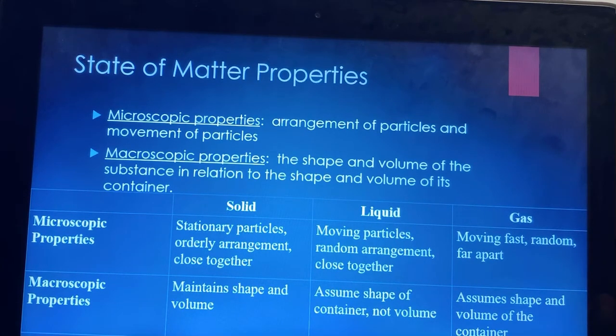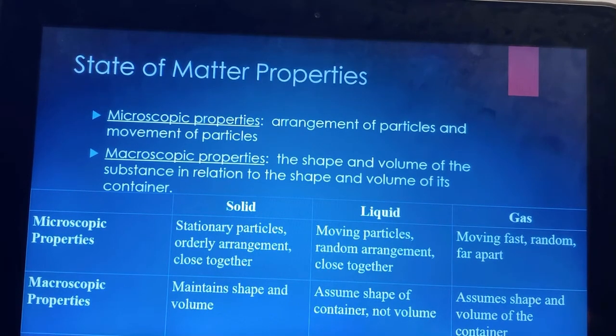Under a microscope, the microscopic properties of a solid are stationary particles with an orderly arrangement that are close together. And when you look at it, it maintains its shape and its volume. For a liquid, the particles are moving, but pretty slowly. The arrangement is random, and they are pretty close together. They assume the shape of their container, but not the volume.